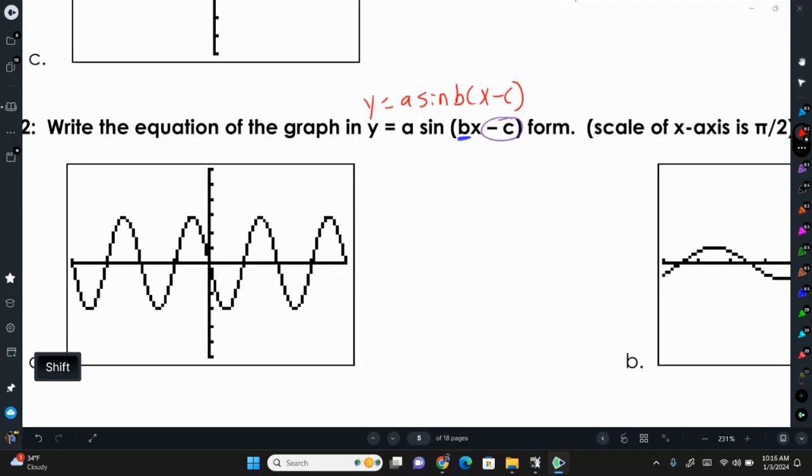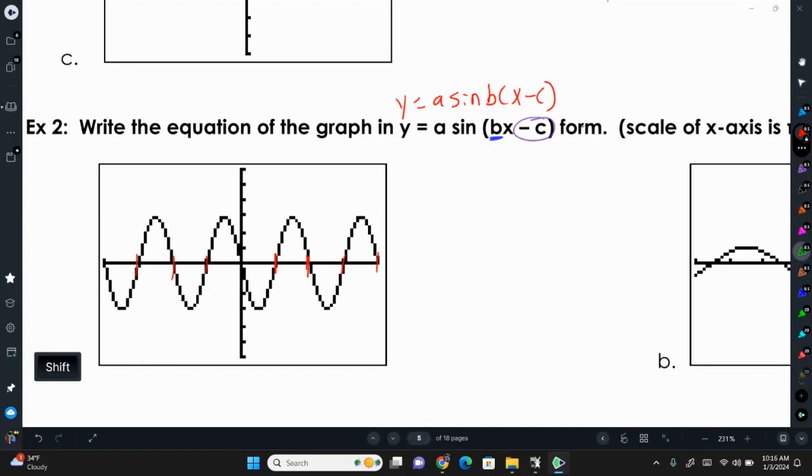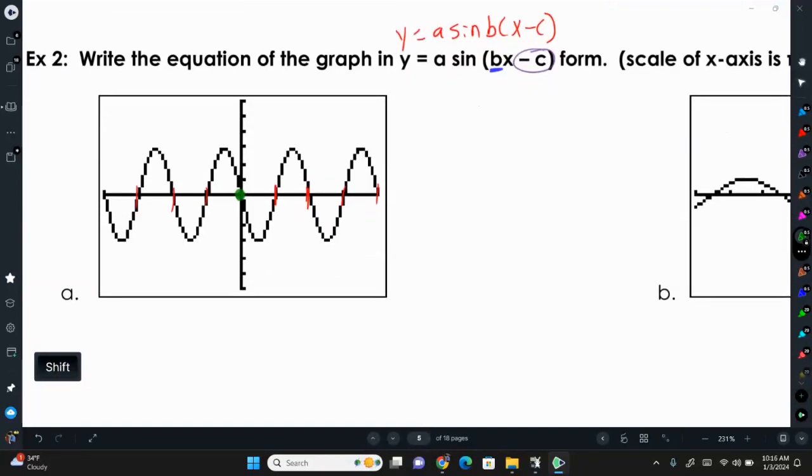So this first one, again, the scale on the axis is pi over 2. So each of these tick marks right here represents pi over 2. And it's a sine graph, so we know it starts at 0, 0. This one doesn't have a horizontal shift because we're starting at 0, 0, and we know sine would start at that midline here. So our amplitude is going to be the maximum, which is 3, minus the minimum, negative 3, over 2, which is going to give us 6 over 2, or 3. So that's our A value.